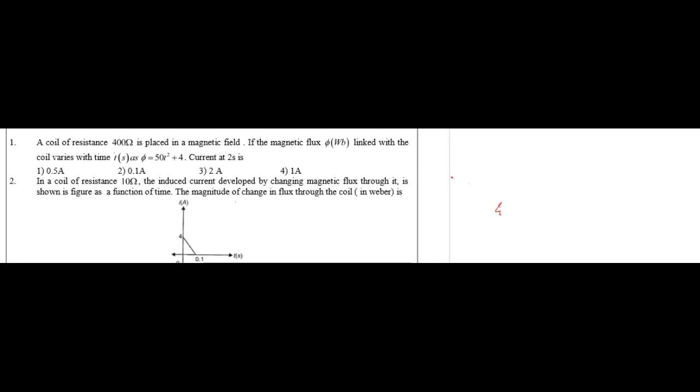A coil of resistance 400 ohm is placed in a magnetic field. If the flux linked with the coil varies as phi is equal to 50 t square plus 4, find the current at 2 seconds. So first calculate E. E is equal to d phi by dt, that is equal to d by dt of, what is flux?